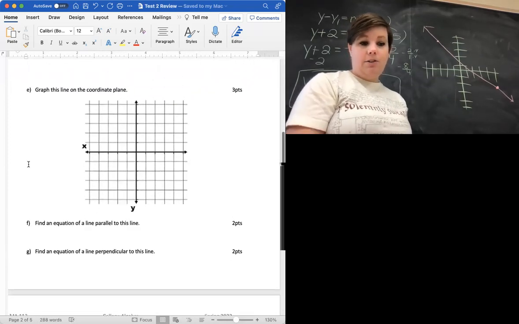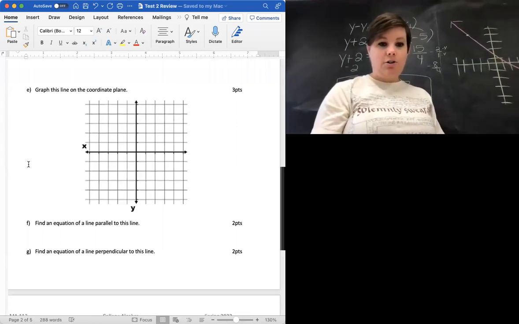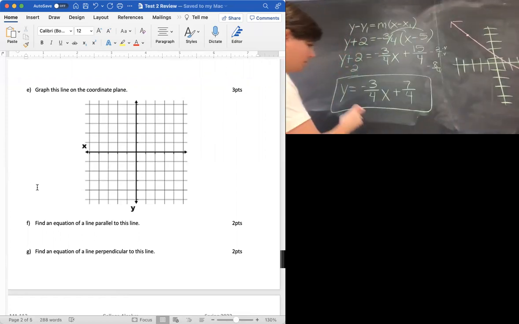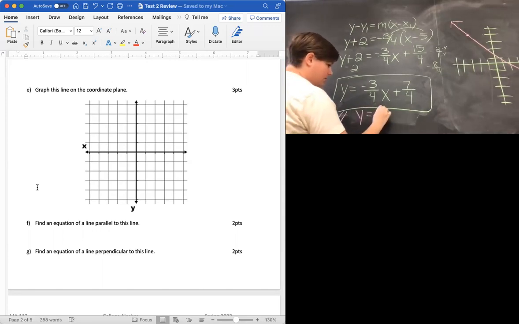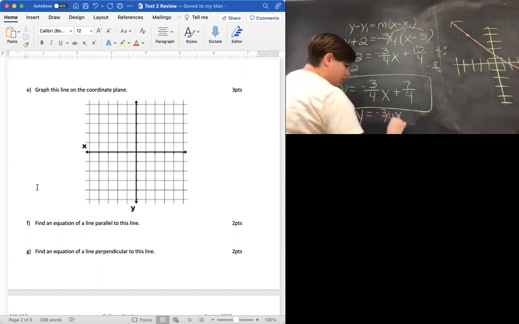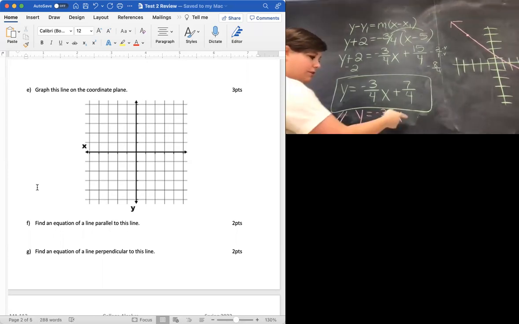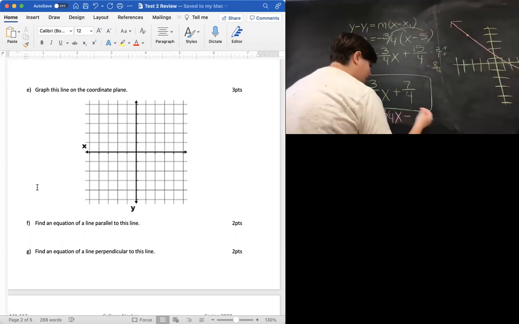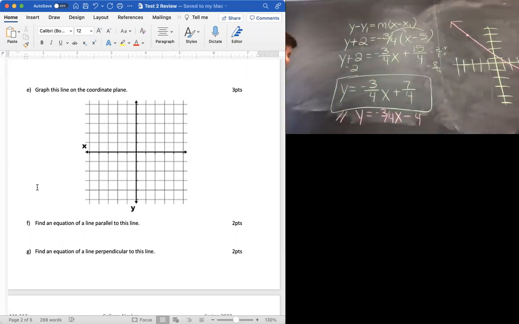All right. And then kind of going back to what we did on the front of this page, it says find an equation of a line parallel to this line. Well, here's the equation that we got. So parallel would have the same slope. So parallel would be y equals -3/4 x. And then you could leave it like that, or you could put plus or minus any number you dream up. -4. That line has the same slope, so these are parallel.